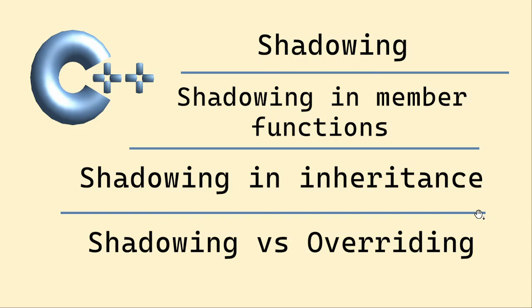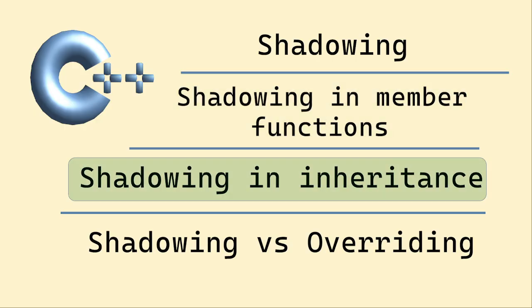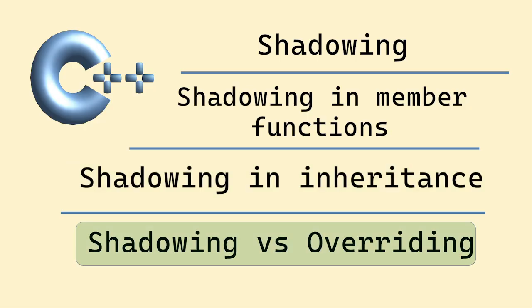In this recording, I will talk about shadowing. First, I will explain what shadowing is in different contexts, including in if statements, in loops, in functions, etc. Next, I will talk about shadowing in class member functions, and shadowing in inheritance. And finally, I will explain the difference between shadowing and overriding, which often remains confusing to many people.